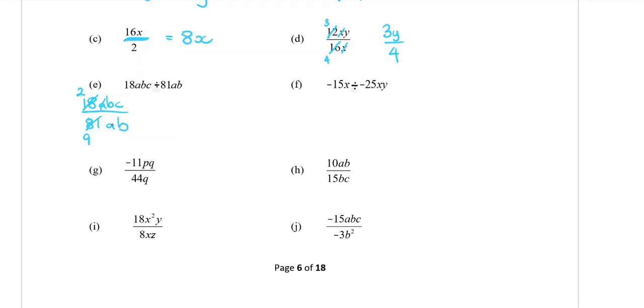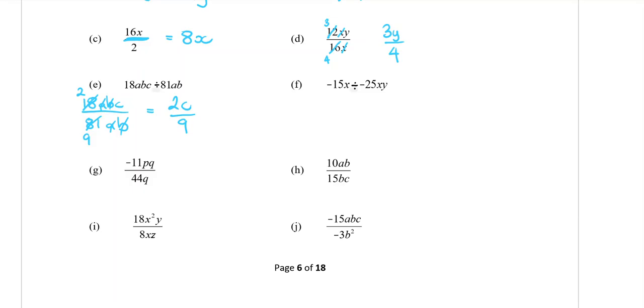You can cancel the A with the A and the B with the B, and what's left is a 2C on the top and a 9 on the bottom. Please make sure that you're very neat when you cancel things out, otherwise it can be hard to see what's left and you might accidentally miss something.